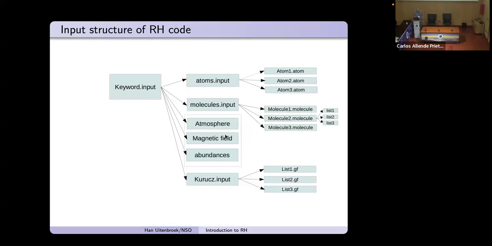Then you have an input atmosphere, a magnetic field structure, abundances, and you can include a list of lines that are treated in LTE, regardless of whether you have non-LTE files in your atoms input. But you can also add a list of lines in the Kurucz format, exactly how you download them from the Kurucz website.